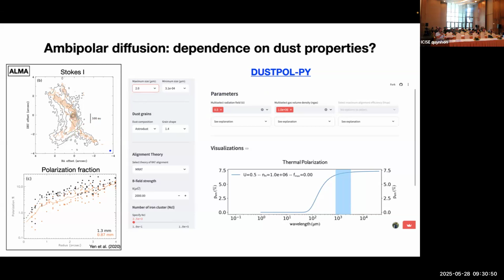I think it would be quite straightforward now because you already have the gas density from the previous slides. If you know the gas density and the dust temperature, you can plug them in here and get the polarization for different maximum sizes. So I think we should move forward with it. Yeah, thank you.